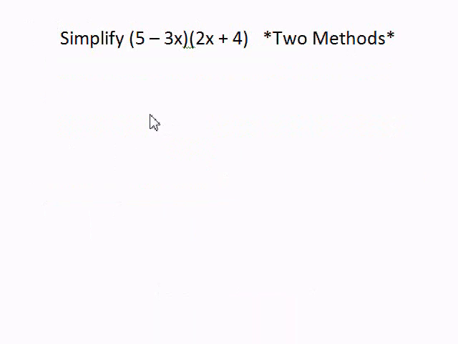Now we're going to simplify this expression. Notice in the first set of parentheses, we have two terms, 5 and negative 3x. In the second set of parentheses, we have two terms, 2x and a plus 4, or positive 4. And what we just got through writing says we're going to take these two terms and distribute them to the two terms in the other set of parentheses, meaning we're going to multiply a total of 4 times.